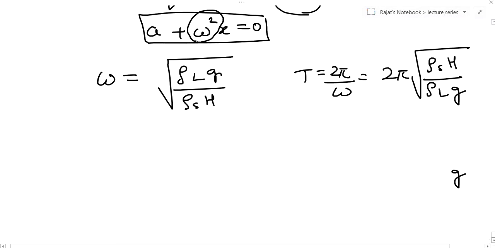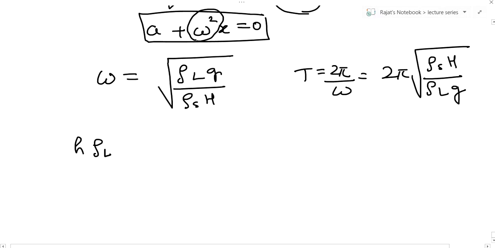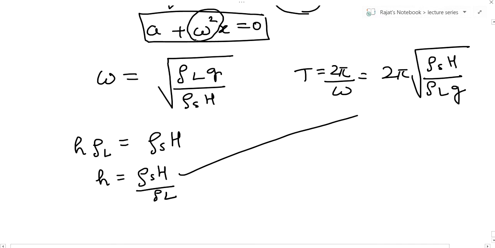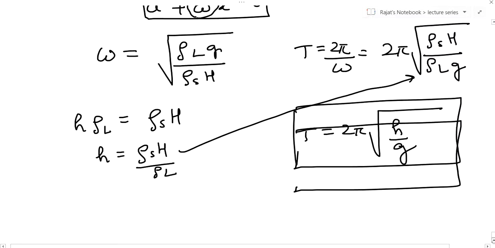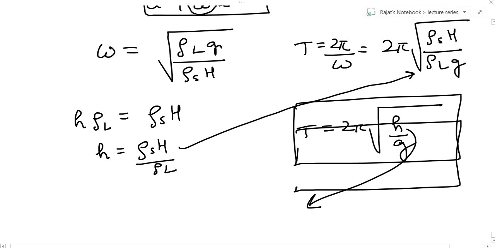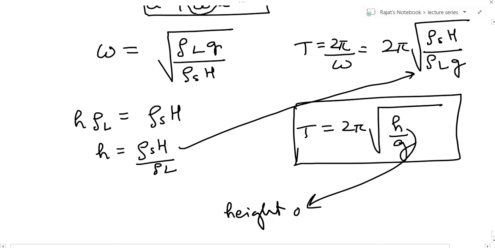Now I can further simplify it. If you remember, rho L into small h is equal to rho S into capital H. So from here I can write that small h will be rho S capital H upon rho L. Let me put it here. So the time period will become 2 pi under root h by g, where h is the height of the solid inside the liquid.